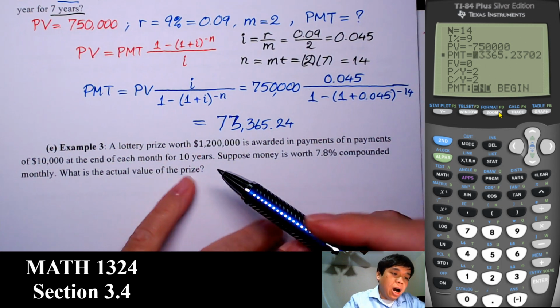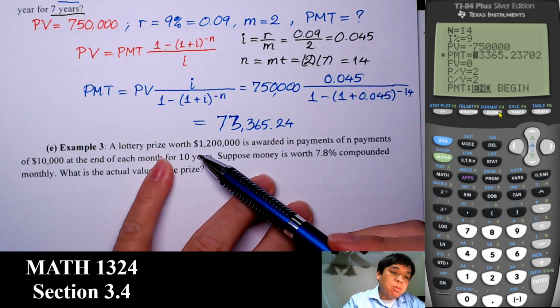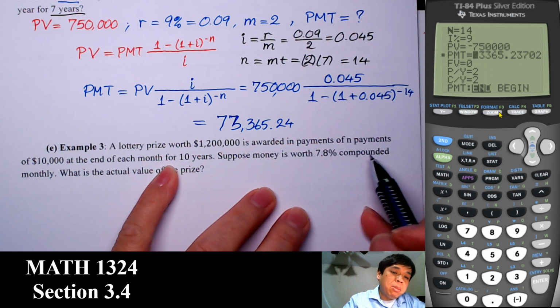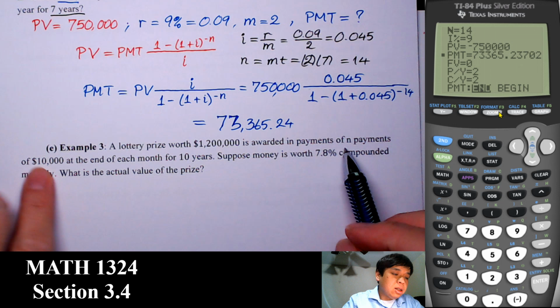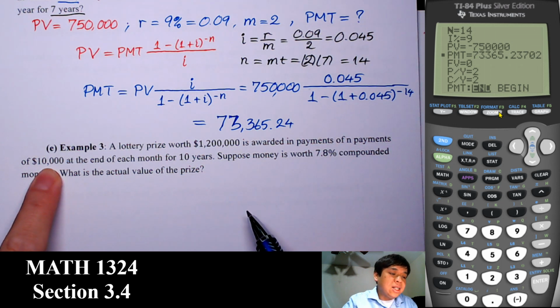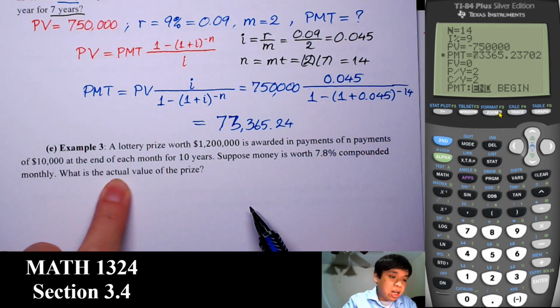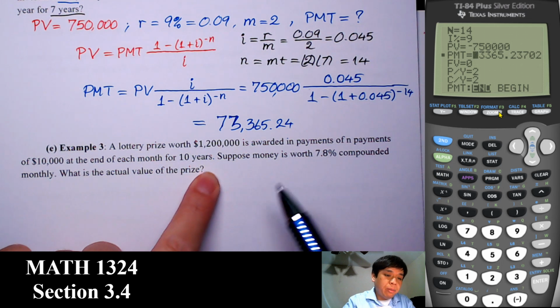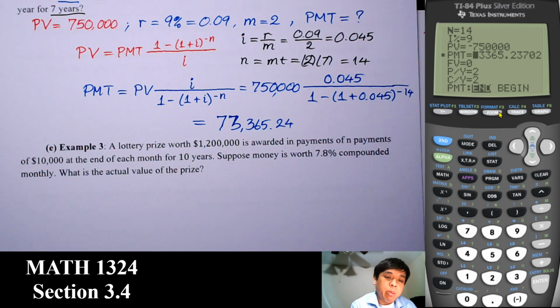Next, a lottery prize worth that much is awarded in payments of $10,000 at the end of each month for 10 years. Suppose money is worth 7.8% compounded monthly. What is the actual value of the prize?